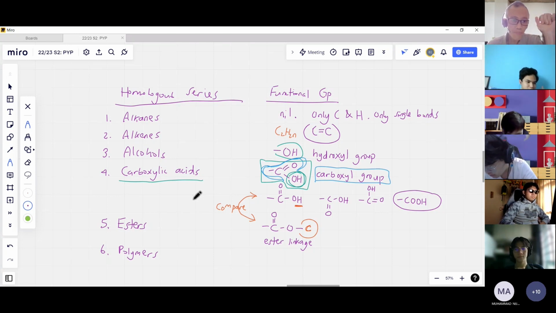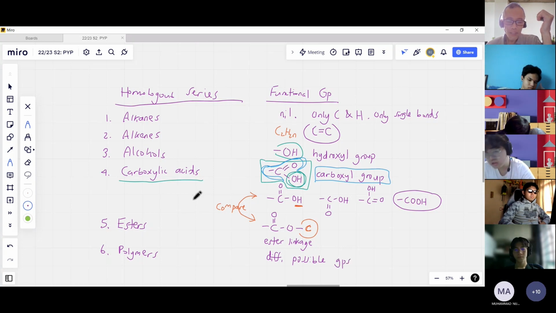The last group, technically not a homologous series, but I include it for you to be aware of them. They're called polymers. What's the functional group? Well, basically they have different possible groups. Of course, by groups I refer to functional groups. It depends. We'll go into this in more detail later on, but just keep in mind that it has no fixed functional group.